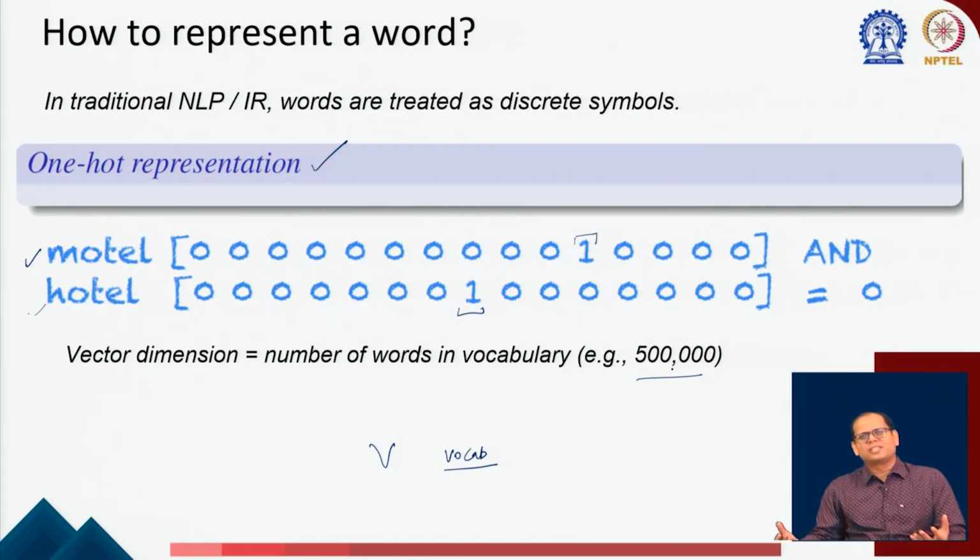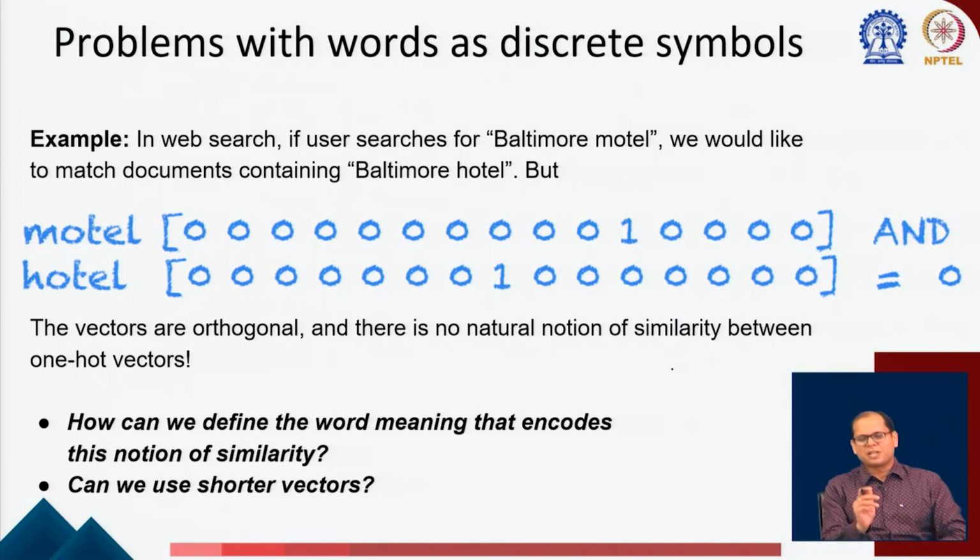Now, what is the issue with this representation? Immediately you can see that these two words, motel and hotel, are very similar. They have very similar meanings, but in this representation, if you do an AND of these vectors, you will get a 0, as if they are completely orthogonal vectors. For example, suppose you are searching for Baltimore motel, and one of the possible web pages where the answer is mentions Baltimore hotel, but you won't be able to find similarity using this representation. You will say motel and hotel are two different things altogether. Their similarity as per this vector is 0.